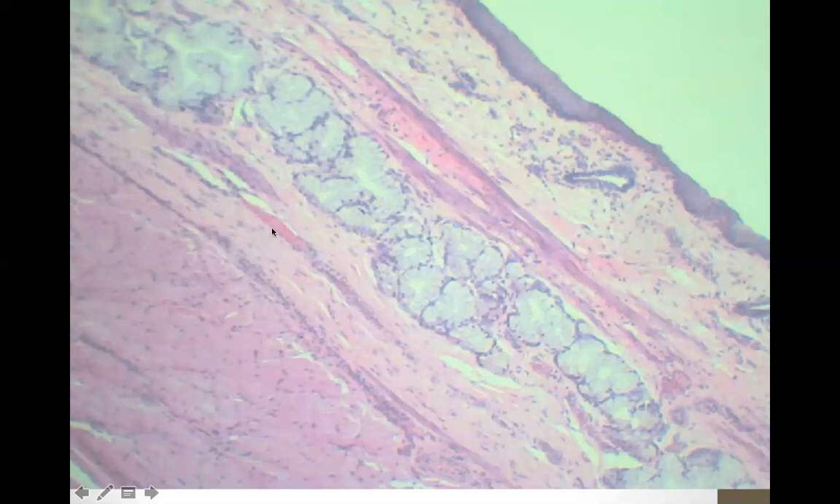What type of muscle is found on the upper third of this organ? You'll answer skeletal. What is the type of muscle found in the middle third of this organ? You have both skeletal and smooth muscle. While what type of muscle is found in the lower third of this organ? You'll answer smooth muscle.